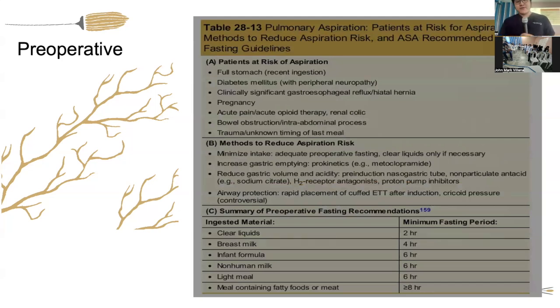Decrease the risk for aspiration. So minimize gastric contents by giving prokinetics. Applying cricoid pressure during intubation. NGT can also be done to lessen the gastric contents.